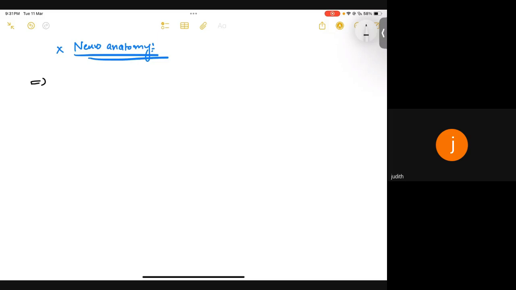Can you guys tell me what's the functional unit of your central nervous system called? Neurons, perfect. So neurons are the functional unit of your central nervous system. All of the main functions which your central nervous system carries out, the main unit is the neuron, right? Then we have our glial cells.